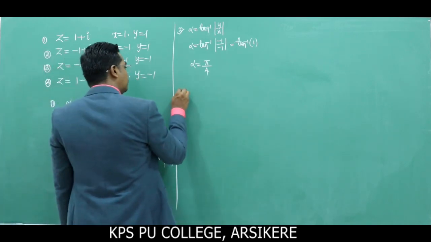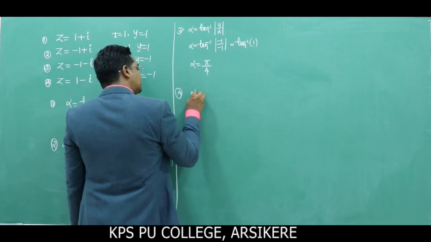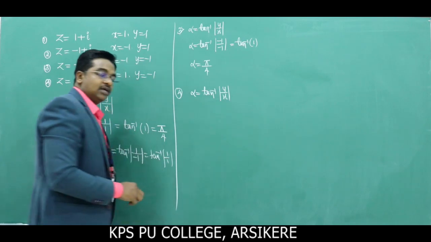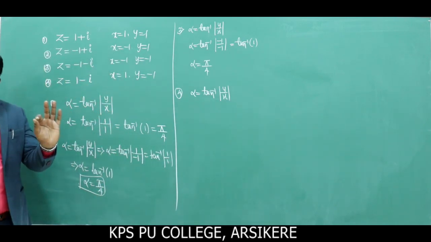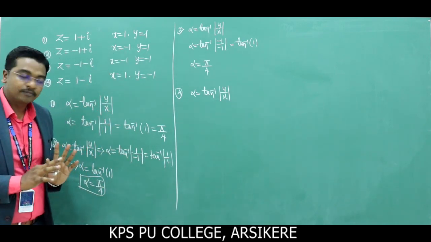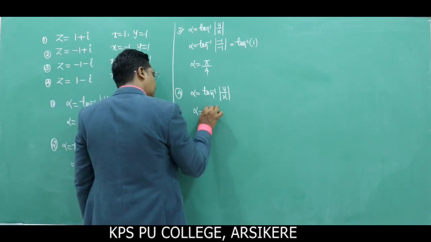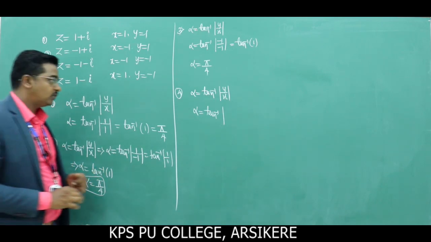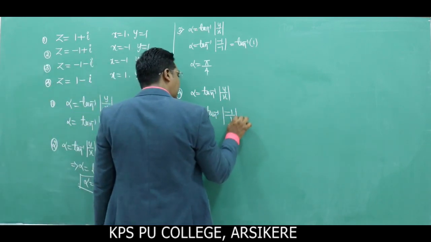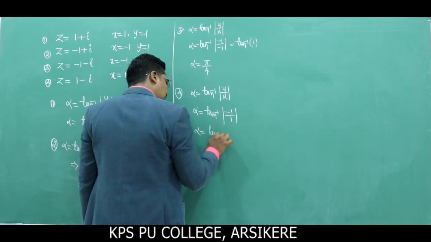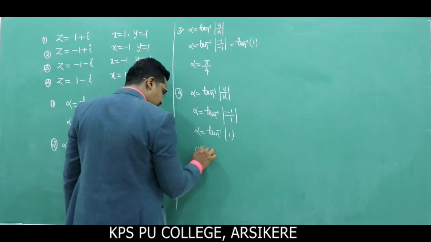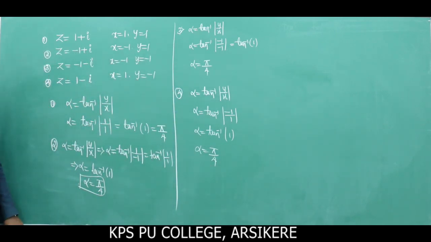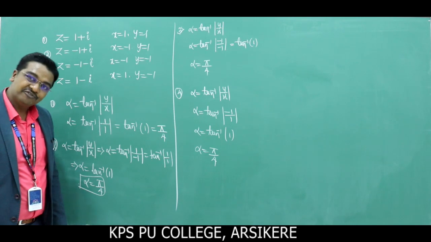Next one, the fourth one, alpha is equal to tan inverse of modulus of y by x. When we consider the modulus, we have to take the positive value. Tan inverse of what do we have? In the fourth one, x is equal to 1, y is minus 1. Minus 1 divided by 1. This is nothing but tan inverse of 1. You will get alpha is equal to pi divided by 4 here also. In all the cases, alpha is equal to pi divided by 4.